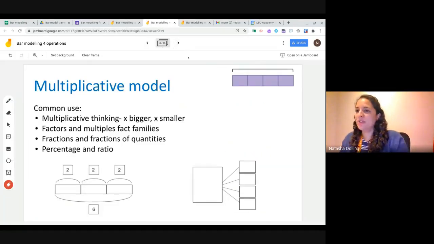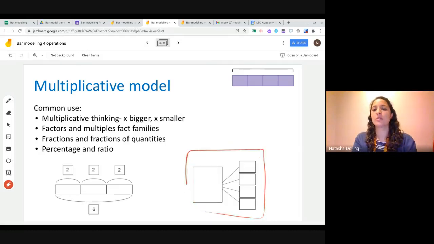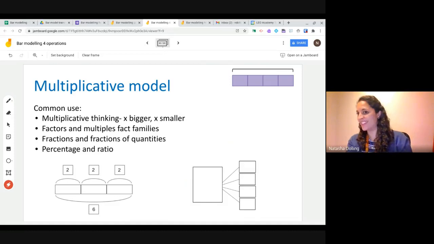Moving on to the multiplicative model. So common uses with this multiplicative thinking is times bigger, times smaller, often seen with factors and multiple fact families. Later on, used with fractions and fractions of quantities, and also percentage and ratio. And also, I put that in there, you can link it to the part-whole model, but you just have many more parts.